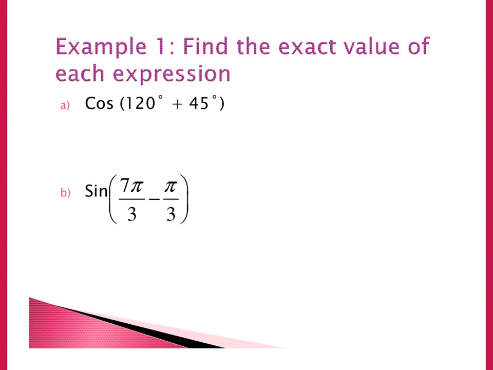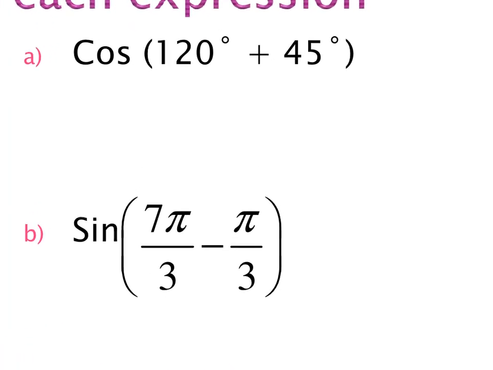So this one's cosine, and the pattern for cosine is cosine, cosine, sine, sine. So I'm going to do the cosine of the first angle times the cosine of the second angle. And then I do the opposite sign for cosine. So it's minus sine of the first, sine of the second. You with me so far?